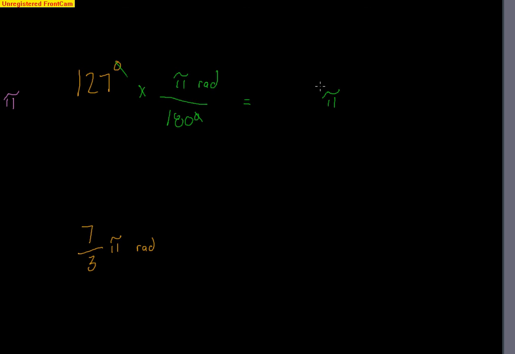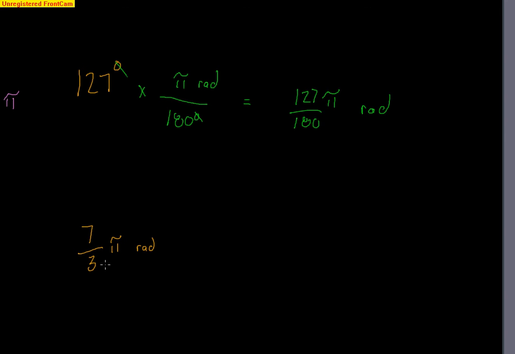So all I'm going to do is take 127 divided by 180 and reduce that fraction. It's 127 over 180. It doesn't reduce. So that's really easy to understand. So 127 degrees is 127 over 180 pi radians.